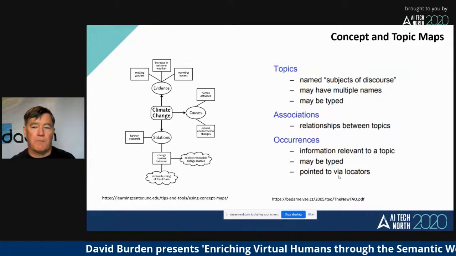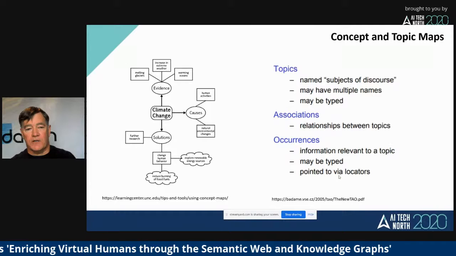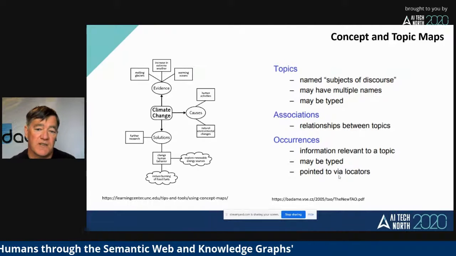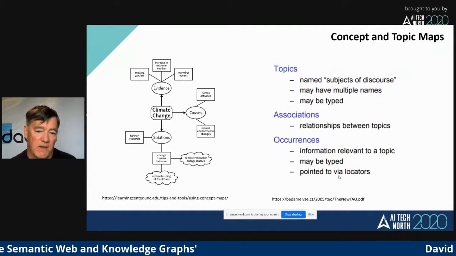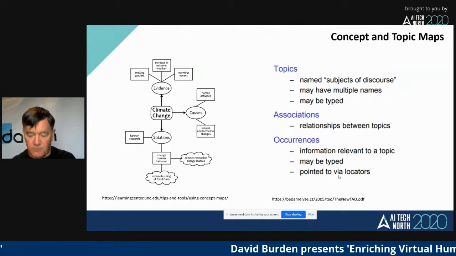And so there's a lot of good background work done to understand these sorts of ideas and to think about how we can use them to support human learning and human understanding. And what we're doing with the semantic web is really applying that to the machines and getting the machines to actually use these approaches.